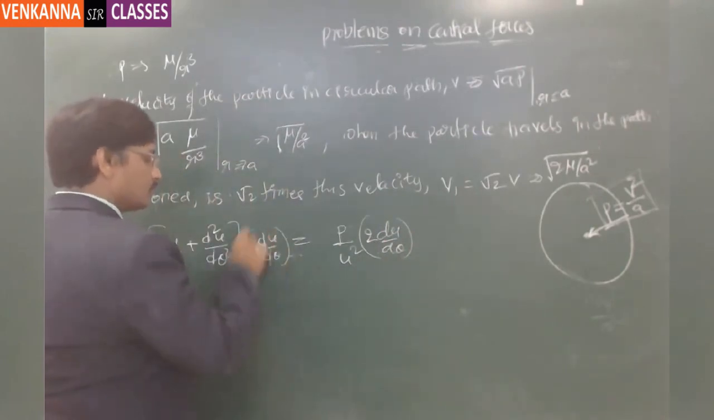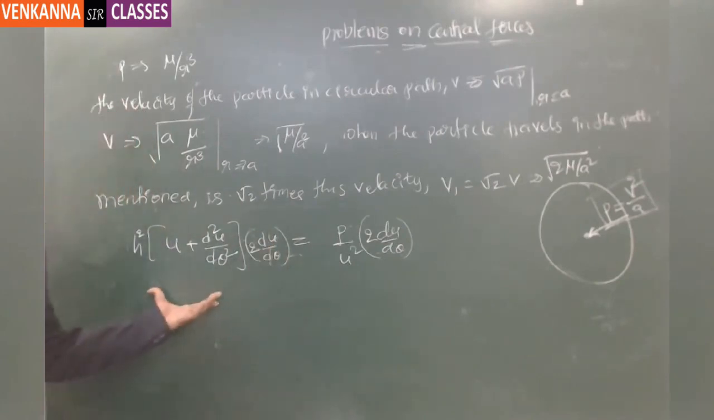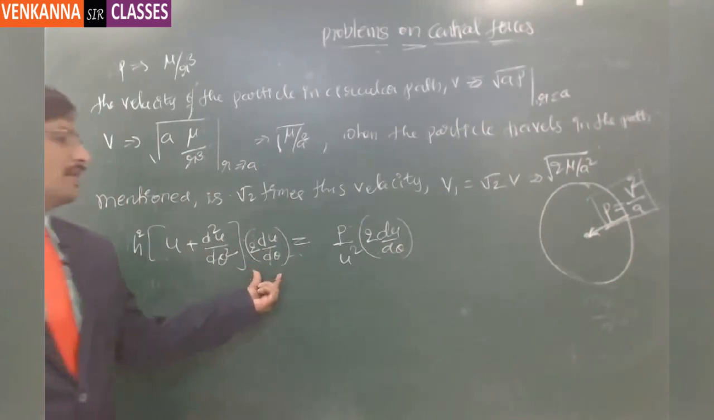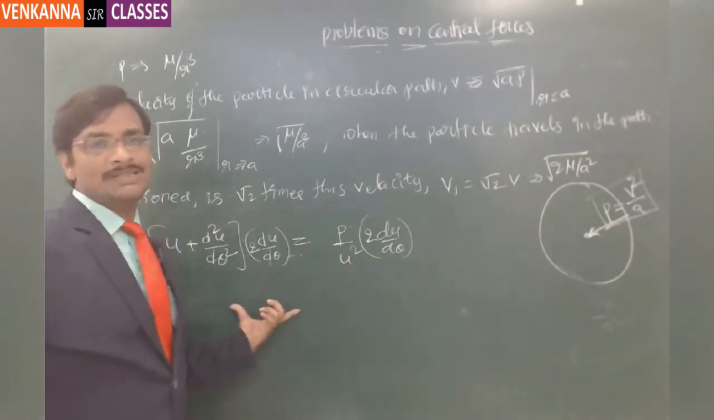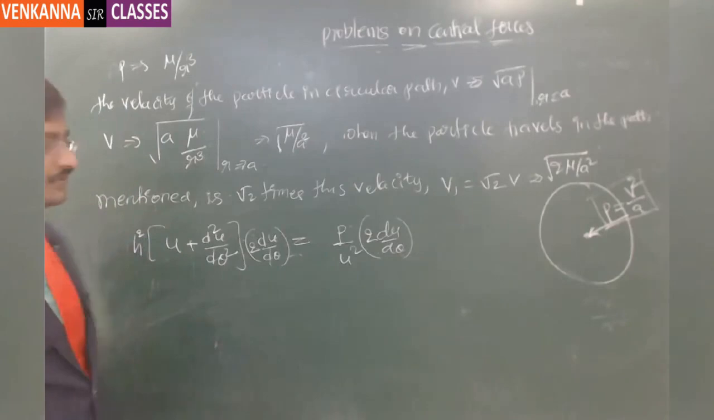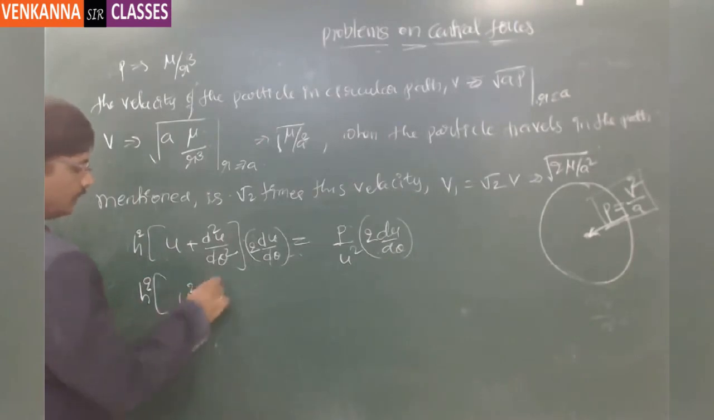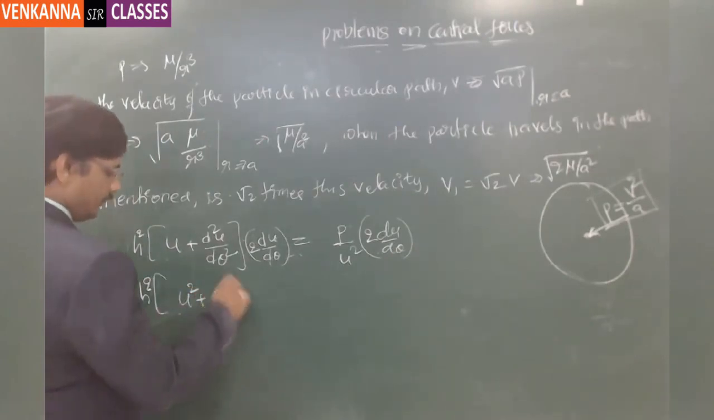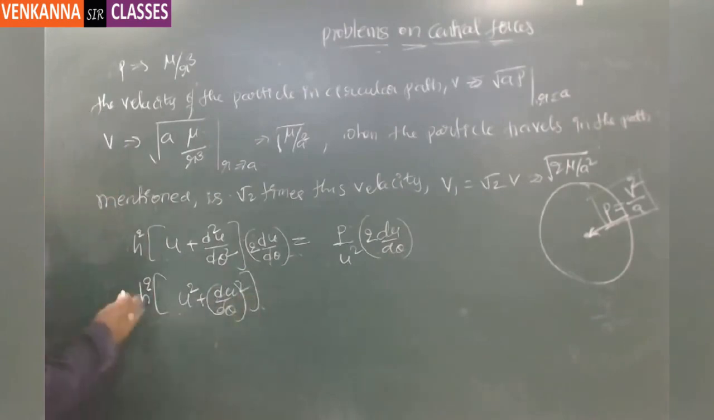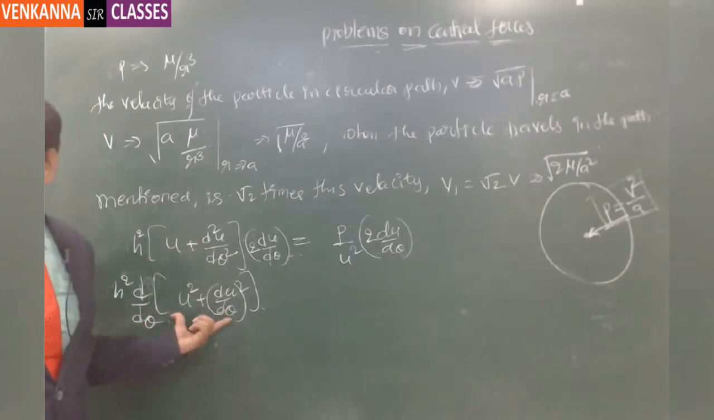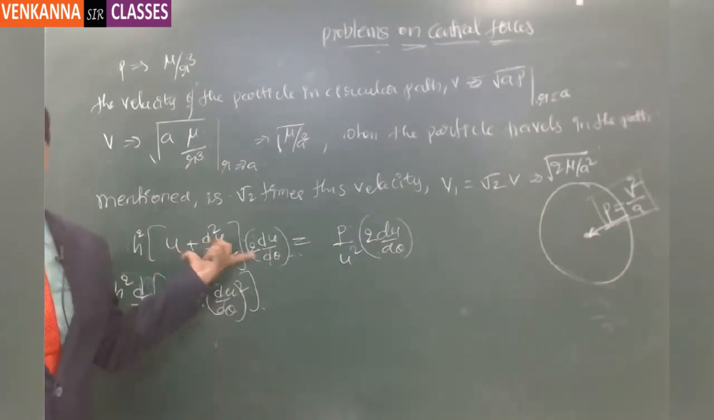If you do this, the left side becomes an exact equation. So this is the integrating factor with which, if you multiply, this is going to become an exact differential equation. Now this is going to be h square times (u square plus (du by d theta) whole square). Now for this, d by d theta of this differential, if you simplify it, you are going to arrive at this equation.